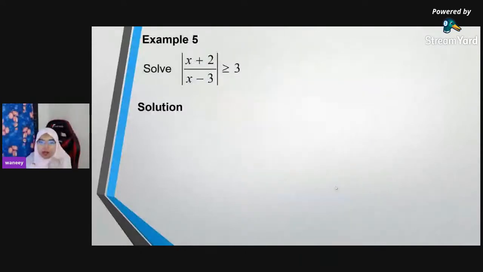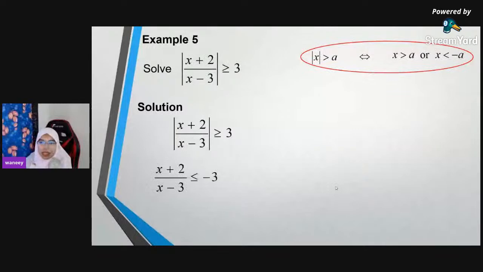Okay, so the modulus of x plus 2 over x minus 3 greater than or equal to 3. Okay, so we are going to use the basic definition. So one will be less than or equal to negative 3, another one will be greater than or equal to 3. So again, one on the left hand side, one on the right hand side. Okay, so solving the left hand side, we are going to bring negative 3 to the left hand side and then solve them.